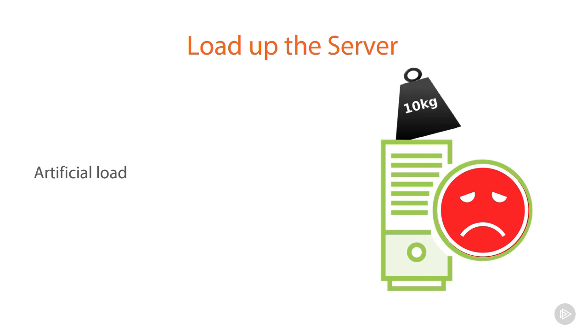So one of the tools that we can use, especially against Apache servers, is a tool called JMeter. Now, this is actually an Apache project that's used to do load testing, so that you can see how the Apache server is going to respond.